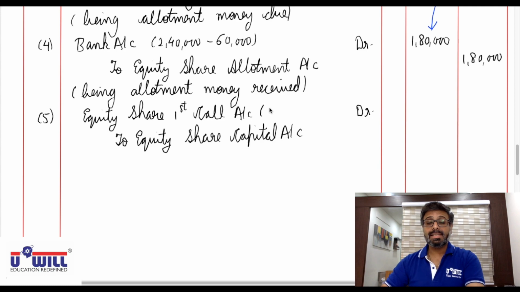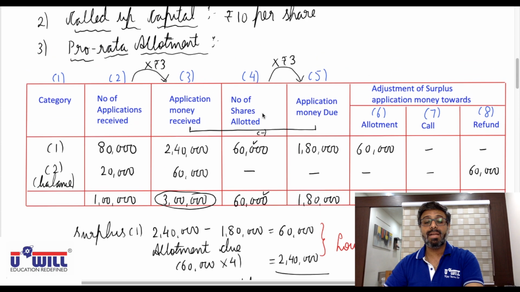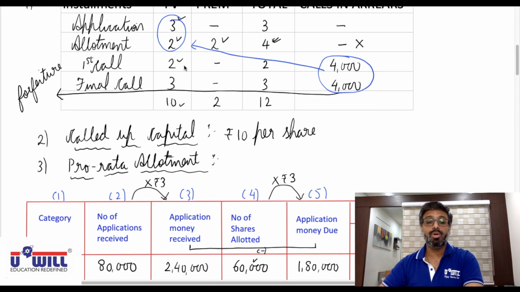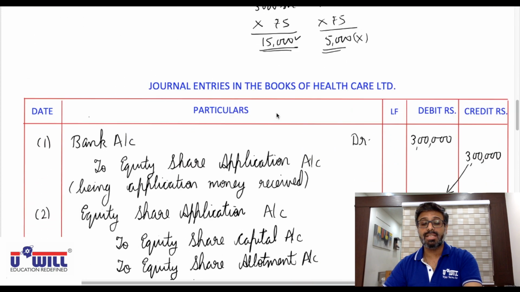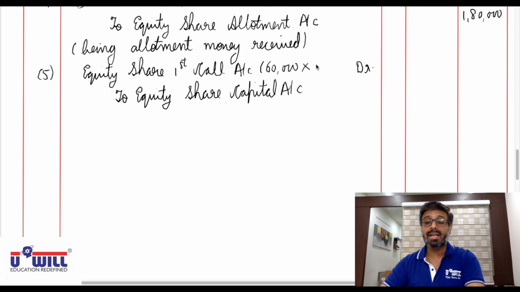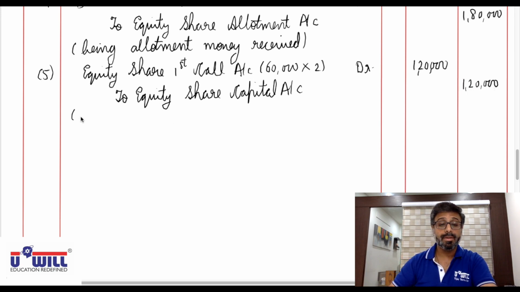Now, as 60,000 shares are allotted, same 60,000 shares, you will multiply with what amount of first call? 2 rupees. Okay, 60,000 shares into 2 rupees. So that comes to 1,20,000. Being first call money due.